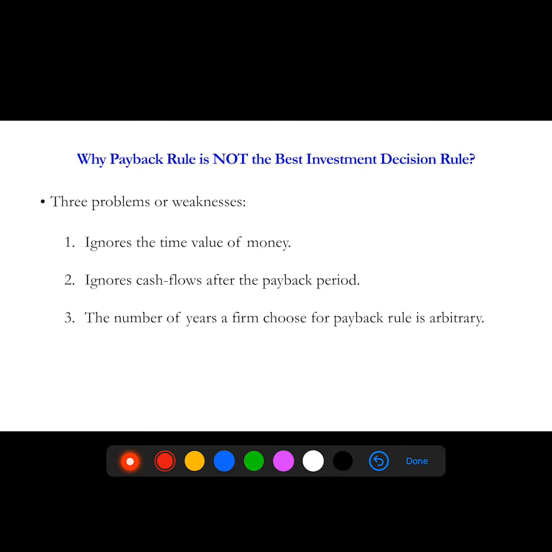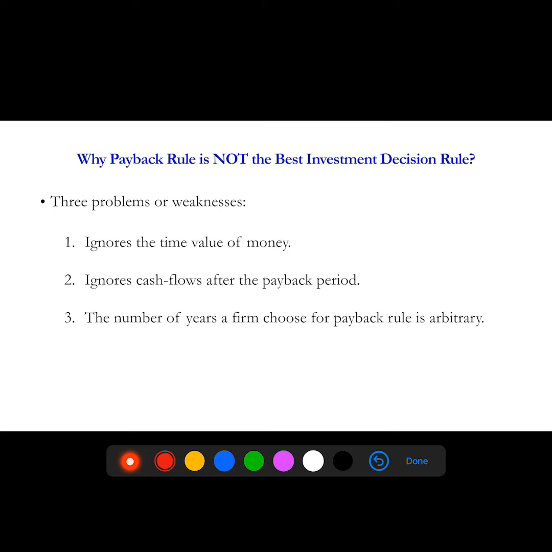So let's talk about the disadvantages of the payback rule. The payback rule has at least three problems or weaknesses. First of all, it ignores the time value of money. Second, it ignores cash flows after the payback period.